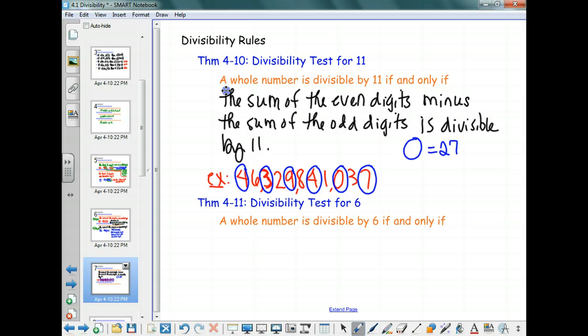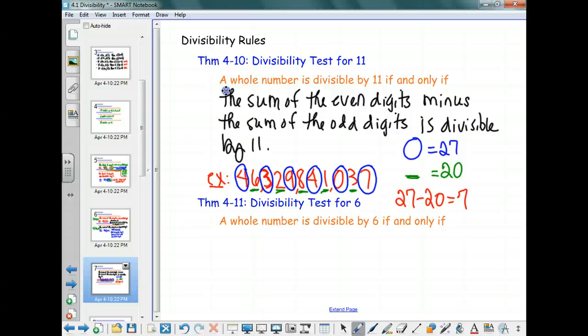So just so that I can be clear, we'll underline the next ones. All right, the underlined ones. I've got 6 plus 2 is 8, plus 8 is, plus 1 is, plus 3 is 20. Right? 20. And then what I do is I subtract those numbers. 27 minus 20. So what's 27 minus 20? Is 7 divisible by 11? No. So then this original long ugly number is not either.